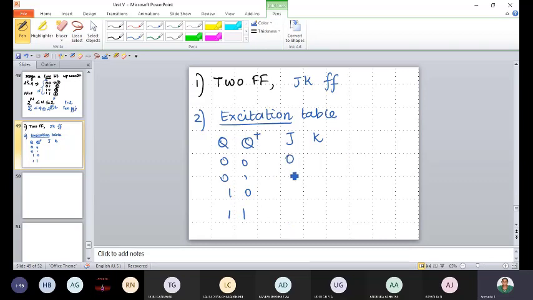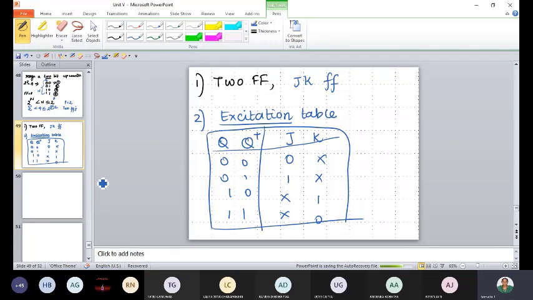I have already discussed the JK flip-flop with you, and this is the excitation table of the JK flip-flop. You need to remember the excitation tables of all the flip-flops. So this is step 2.